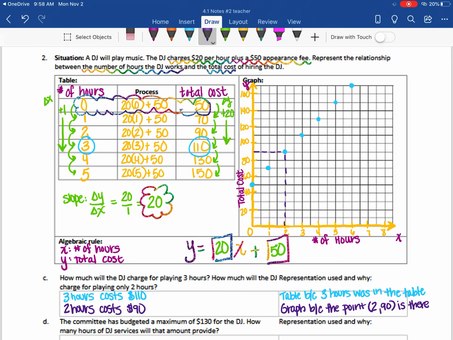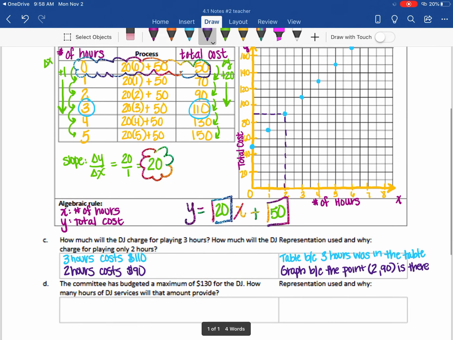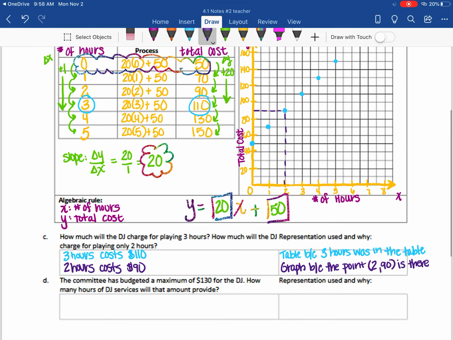Okay. All right. Next one. The committee has a budgeted maximum of $130. How many hours of DJ services will that amount provide? All right, so there's a couple of different things. You could find 130 on the table, which, you know, $130 is right here on the table. You could even find it on the graph, $130, and trace it down to find out how many hours.